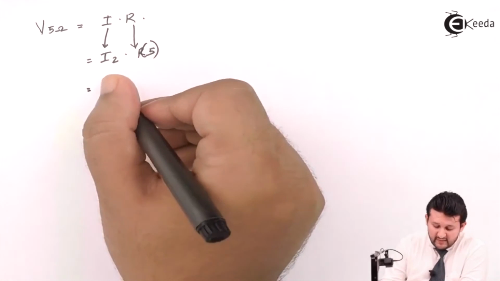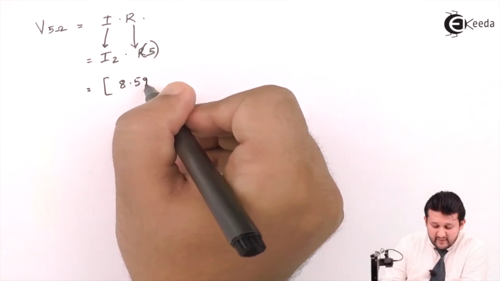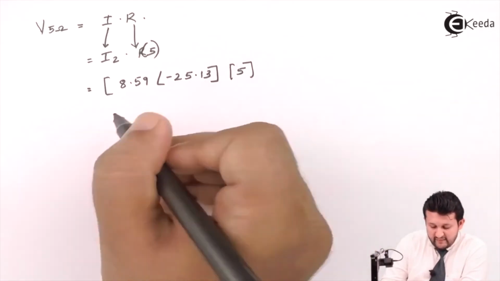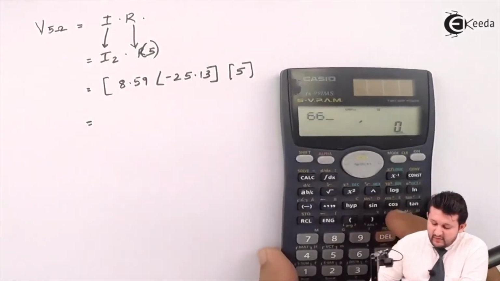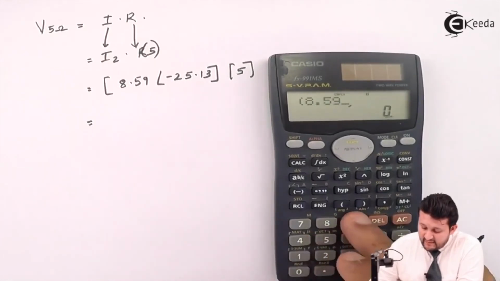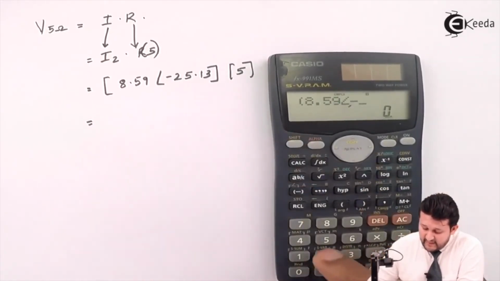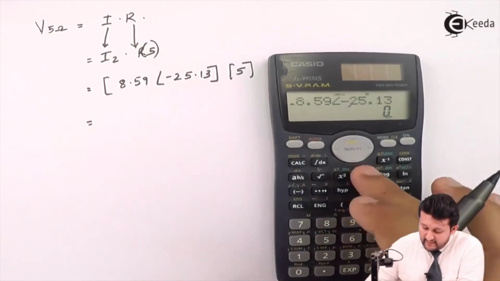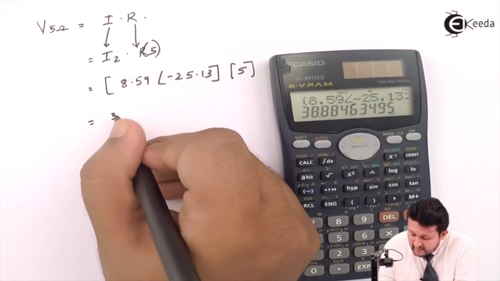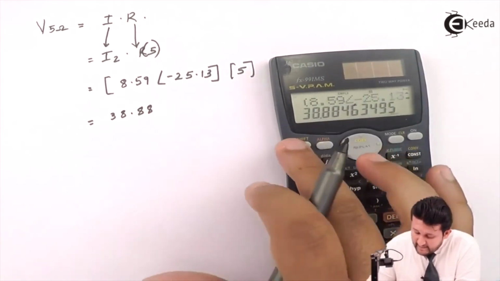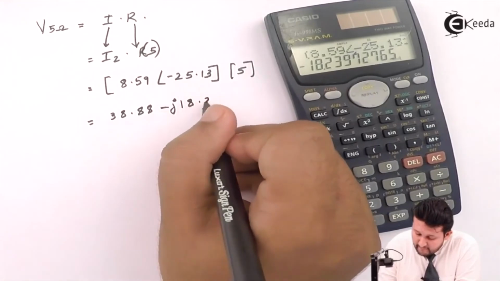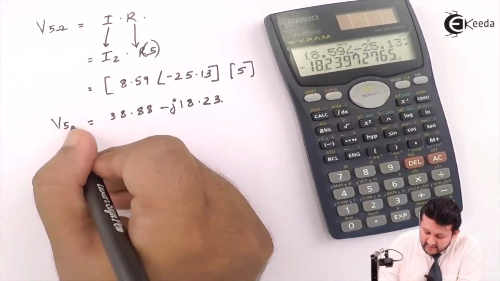So put the value of I2 in this case, and you'll get 8.59 angle minus 25.13 into 5. Simplify it, and you'll get the value across 5 ohms. It should be complex mode, bracket, 8.59 angle minus 25.13, bracket close, bracket 5, bracket close. The value you get is 38.88, this is minus 18.23. This is the value for 5 ohms.